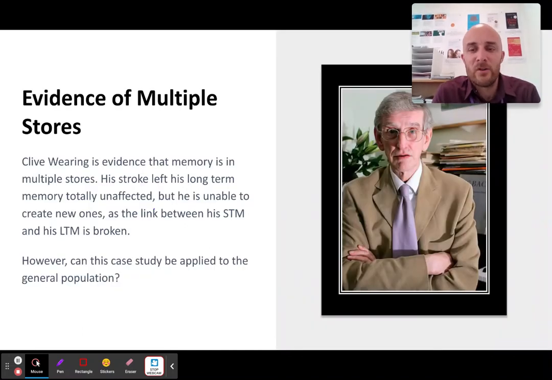Clive Wearing is a good case study. Clive Wearing was a talented piano player, or pianist, who had a stroke that was caused by, I think, a variant of the herpes virus or something.